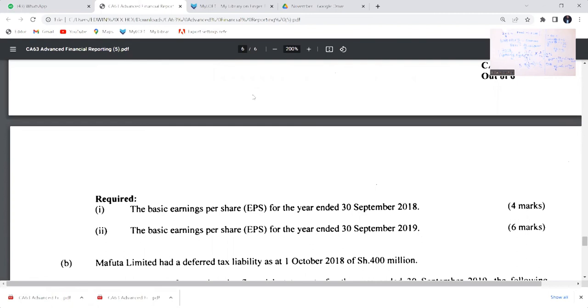That is year ended 30 September 2018 and 30 September 2019. So for the 2 consecutive periods. So this question was from November 2019.